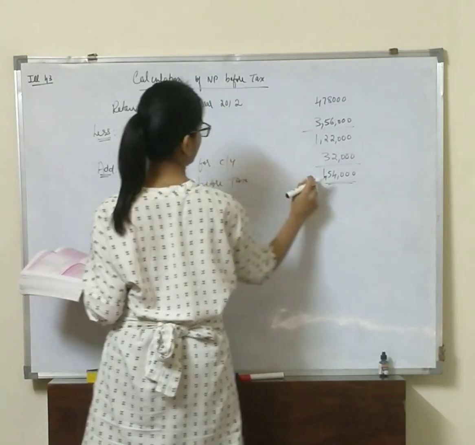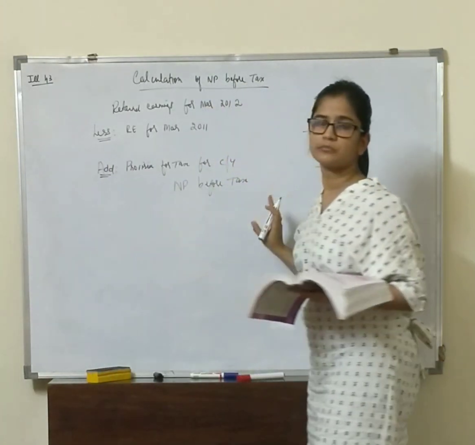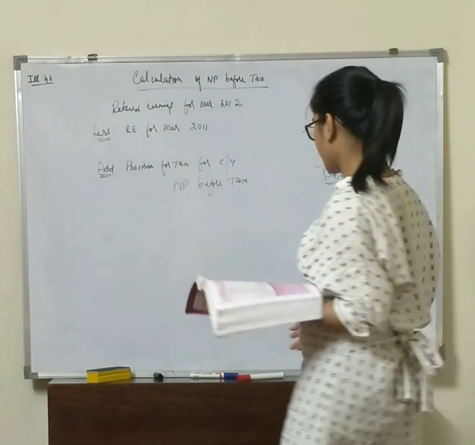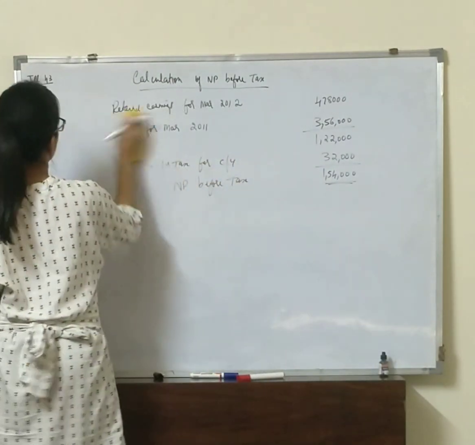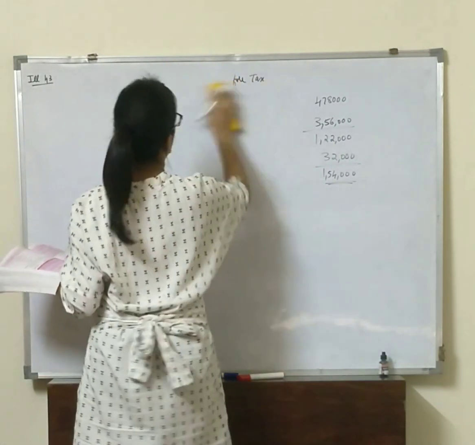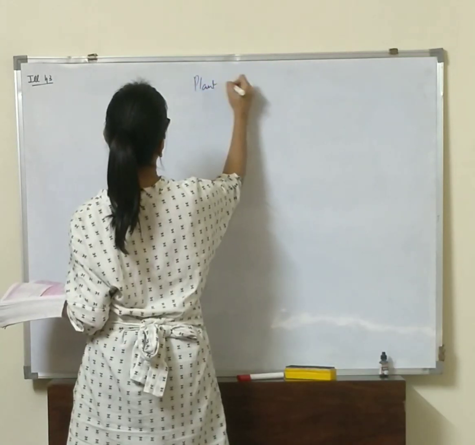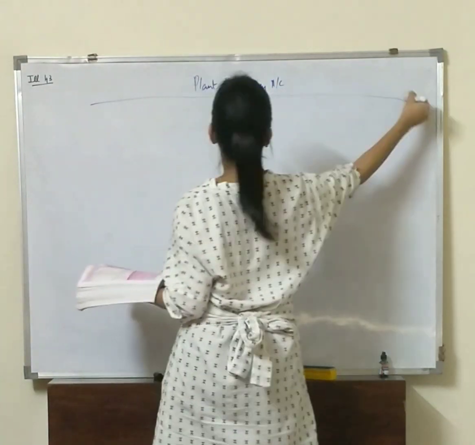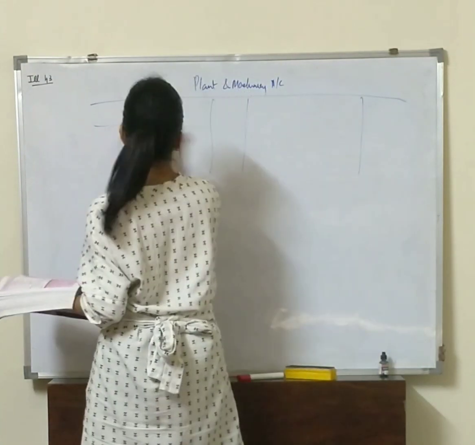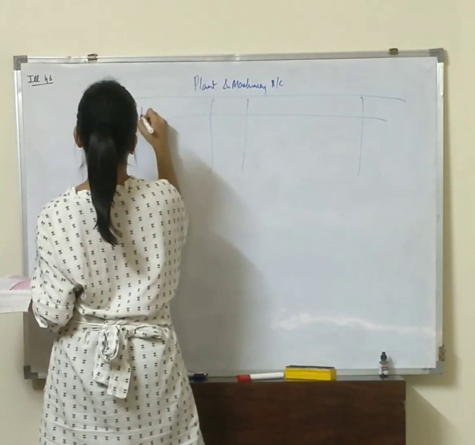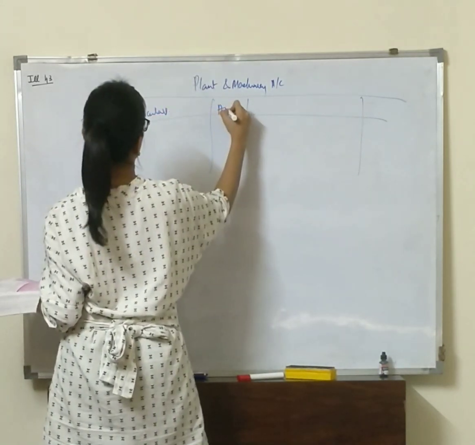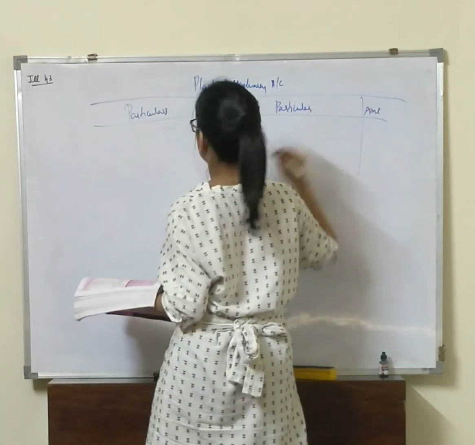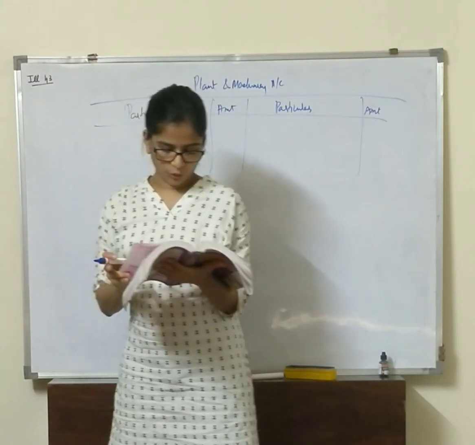So whatever answer we get is a net profit before tax. We get 1,54,000. After we have found out our net profit before tax, next we will be preparing our ledger accounts. So first let's prepare a plant and machinery account. Plant and machinery account. We'll have particulars, amount, particulars, amount.